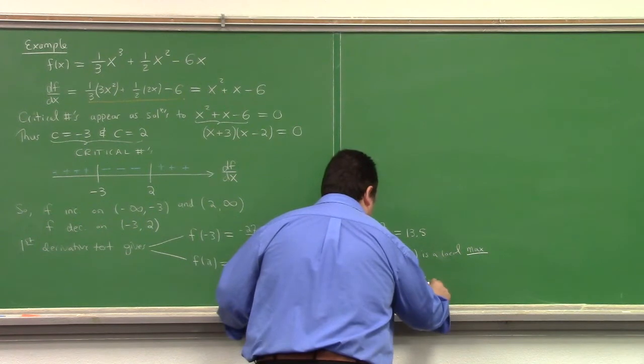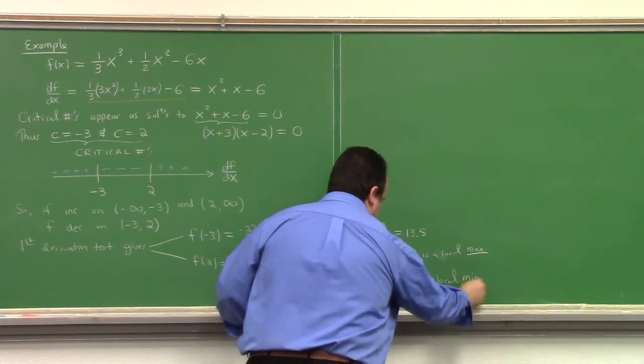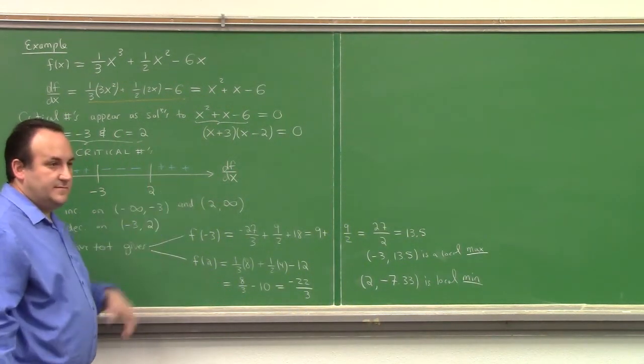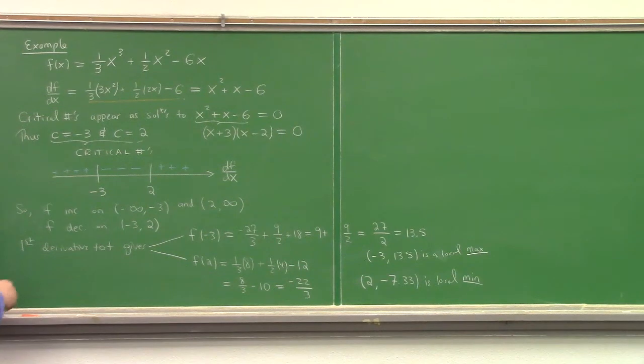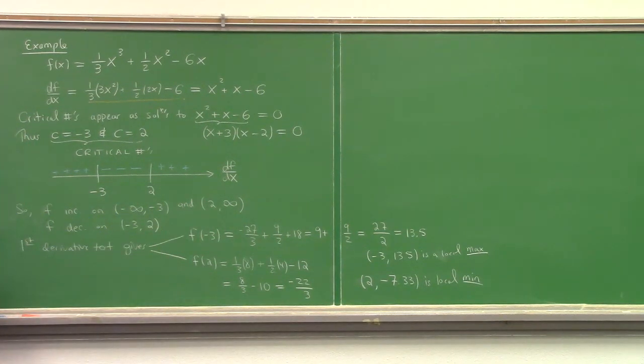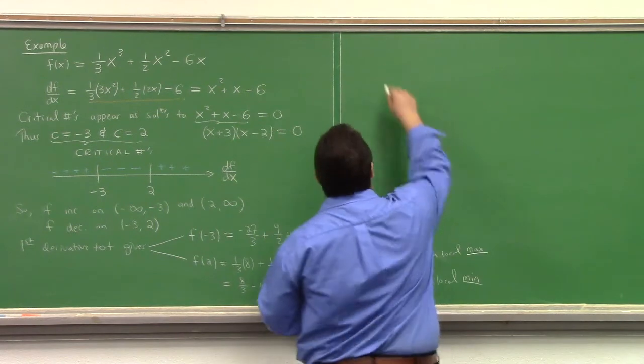That is a local min. And the reason I know it's a local min is because I look at the sign chart, it goes from minus to plus, which means the function is going down, but then it's coming back up. That's a minimum. So then finally, I can graph this function.